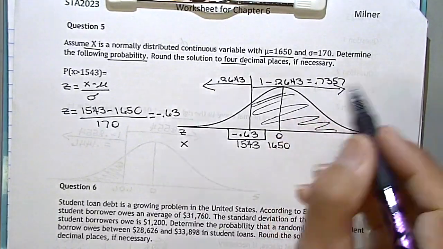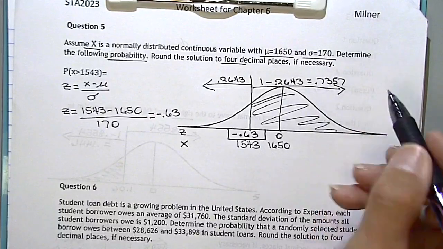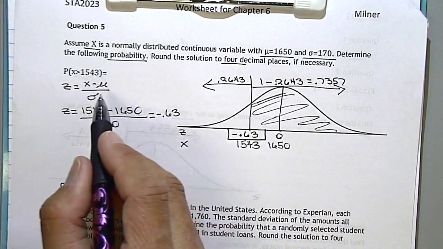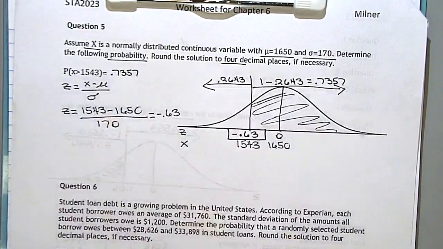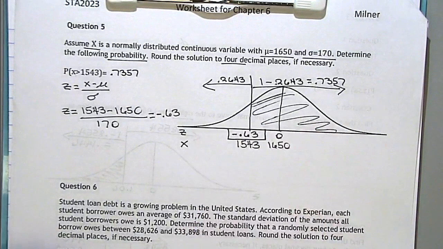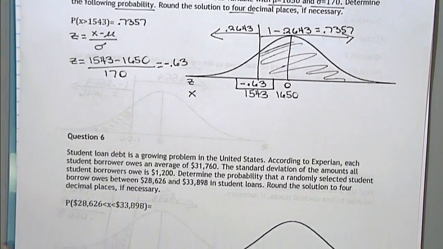0.7357. That's the probability. What's the probability that it's going to be greater than 1543, and they say round to 4 decimal places. It's going to be 0.7357. In other words, 73.57%, right? Don't put it in percents unless they ask you to, but most of us don't think in decimals, we think in percentages. So that kind of gives you an idea. Look, it's over half the curve, isn't it? Okay, your picture should match up. You should double check yourself just like I'm doing right now.